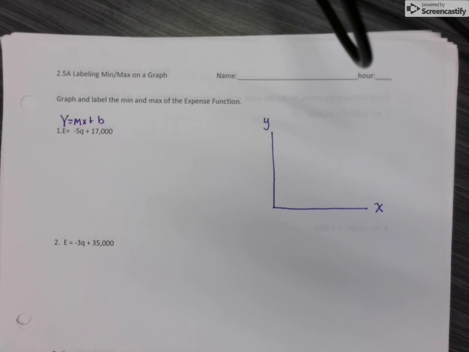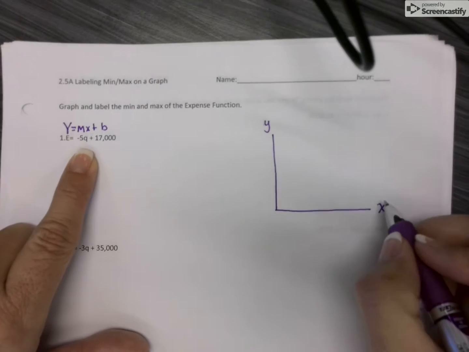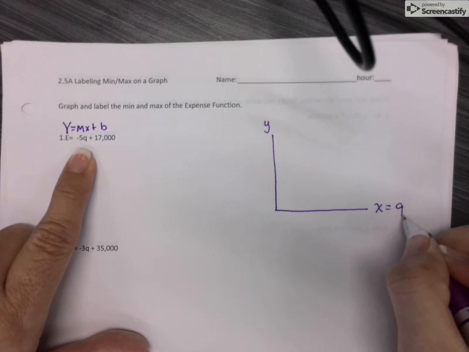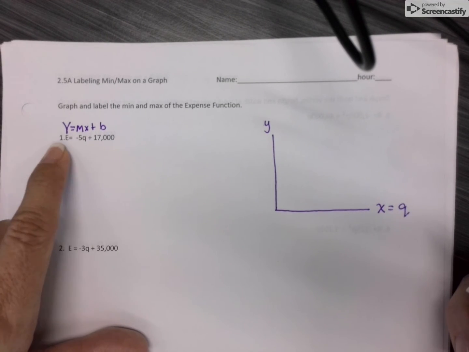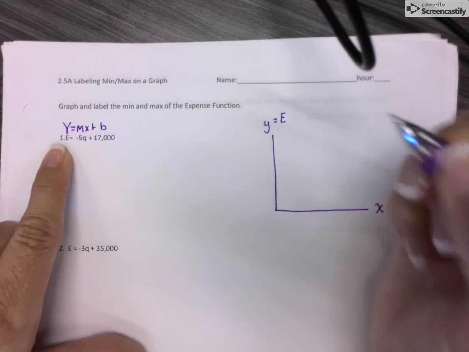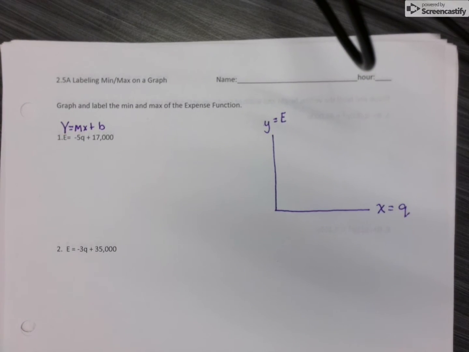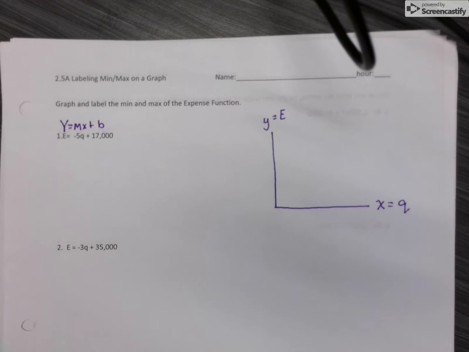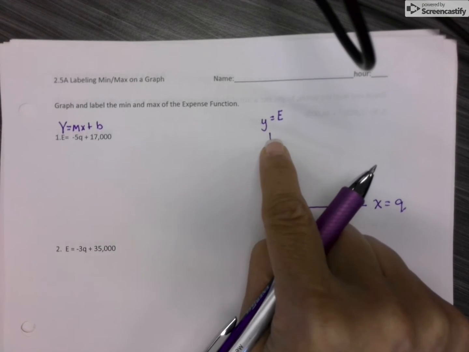In this case, x is considered what letter? Q. And y is considered what other letter? E. So it's important that you guys recognize that quantity is your x-axis and your expense function is the y-axis, where we're just looking for the x and the y-intercept. So when we did our warm-up, we said that if we're looking for the x-intercept, then y is 0. And if you're looking for the y-intercept, then x is 0.